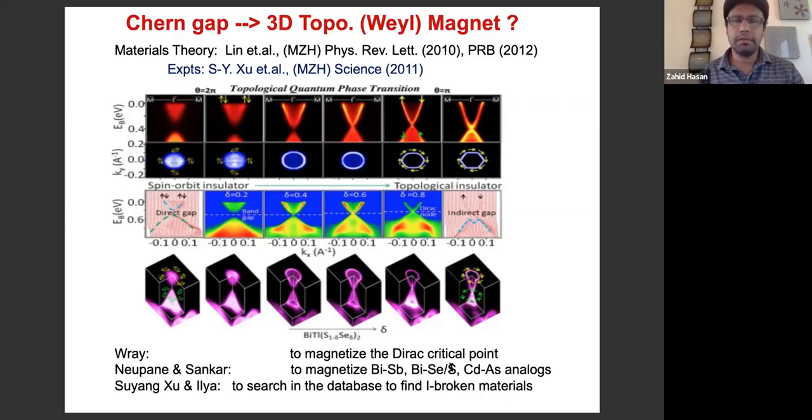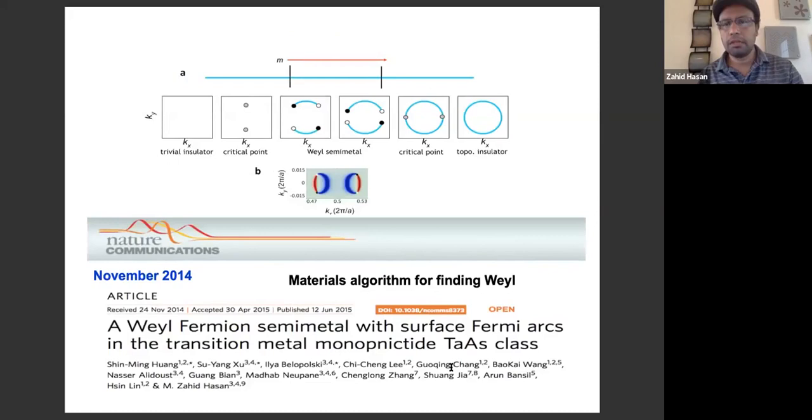Okay, so I'll show you some of the examples. In one of the early things, we said that if you have a topological insulator with a gap at the Fermi level, if you do ARPES, you'll see a circle, a Fermi surface. That's your Fermi surface in ARPES, right? For a topological insulator, because you're only seeing surface states.